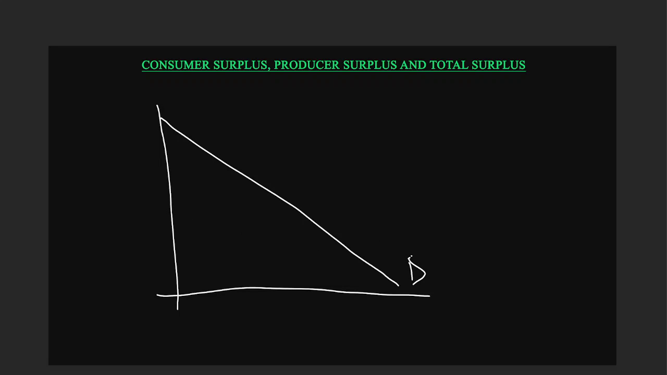Okay, so let's say the price is 2. You can think of this demand curve as a demand curve for anything. Let's say this is demand for apples. All right, so for this consumer at a price of 2, the consumer buys 10.